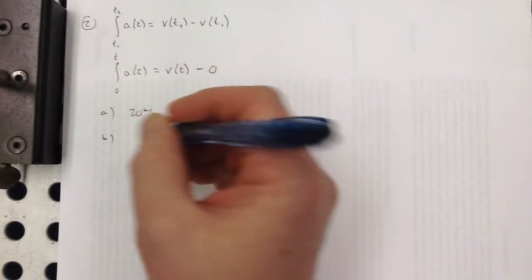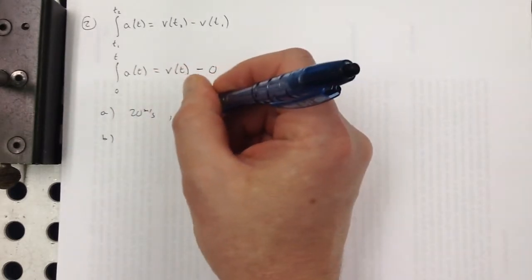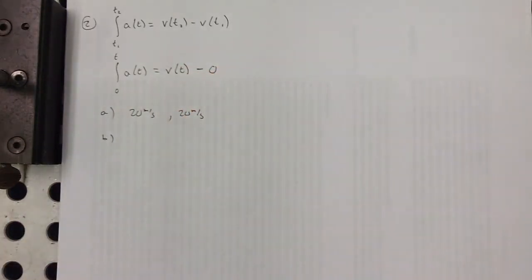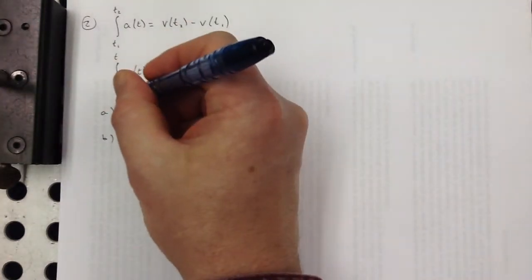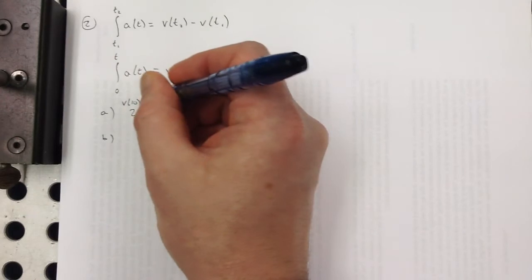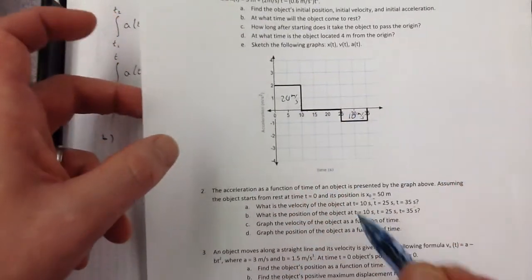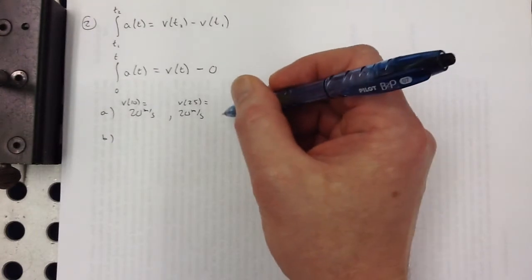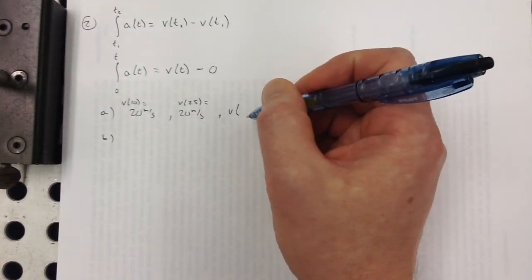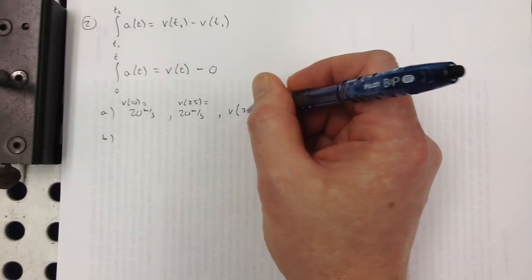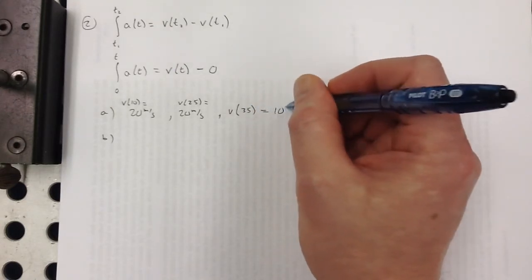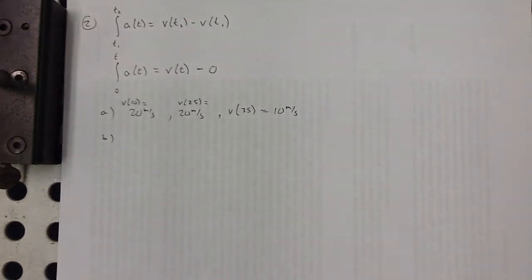At time 25, oh sorry, this is still part A, so let's be clear here. This is the velocity at time 10. This is the velocity at time 25, because there's no acceleration between time 10 and 25. That means the velocity doesn't change, so it's still 20. And then last, the velocity at time 35. Well, I've had an area of negative 10 go by there, so it's going to drop it back to 10 meters per second.